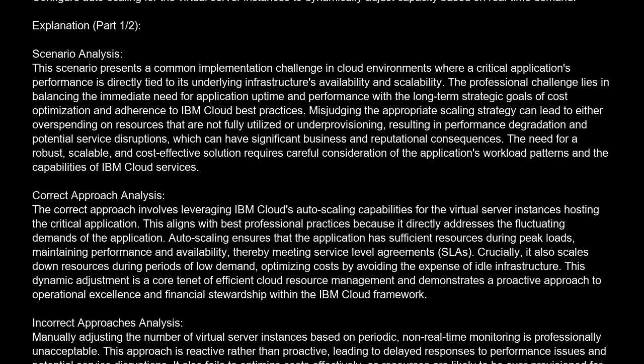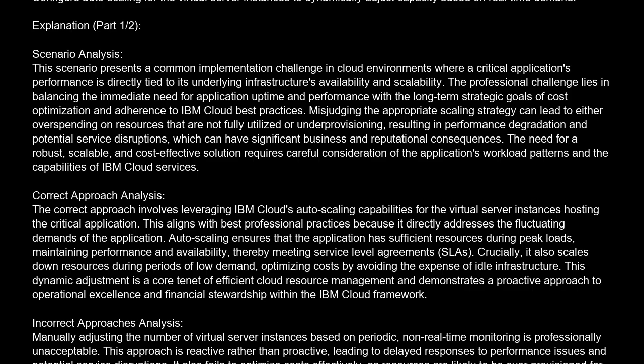Crucially, it also scales down resources during periods of low demand, optimizing costs by avoiding the expense of idle infrastructure. This dynamic adjustment is a core tenet of efficient cloud resource management and demonstrates a proactive approach to operational excellence and financial stewardship within the IBM Cloud framework. Incorrect approaches analysis.